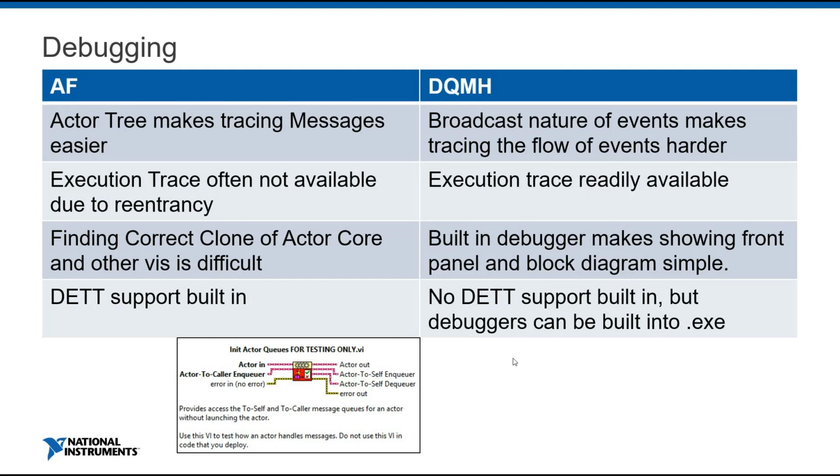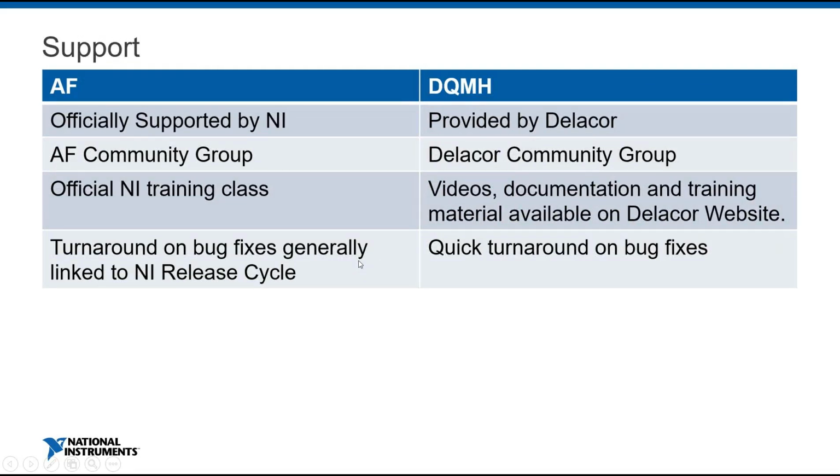DQMH, the broadcast nature of events makes tracing the flow of events harder. Oh, well, this thing changed here. Well, what happened? Well, I don't know. Who's registered for it? You've got to go find all the ones who are registered for it and then figure out what's going on. Execution trace is easy. There's a method in the tester. You can pull up the block diagram. You can watch what's going on. It has a built-in debugger, makes showing the front panel or block diagram really easy. Does not have DETT support built in. But you can also build the debuggers as part of your executable. Fabiola has some information on that on our website. So you can get a lot of those features.